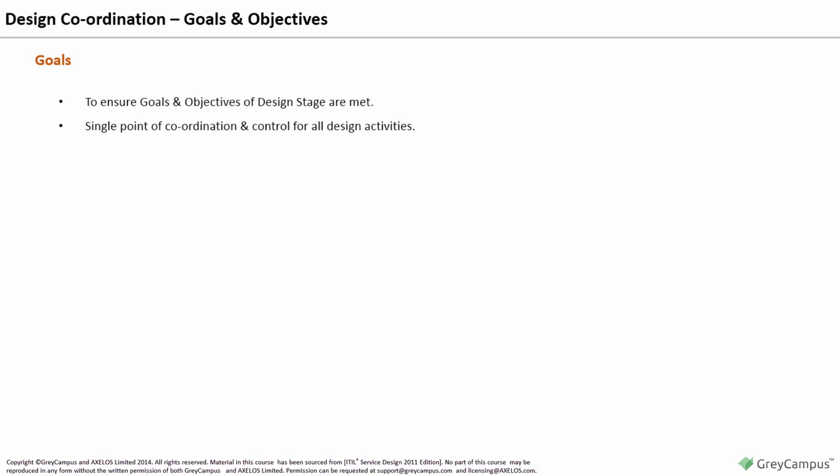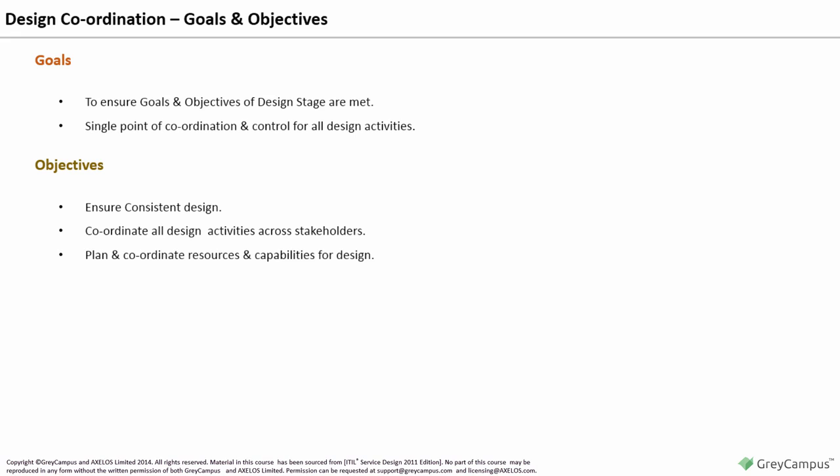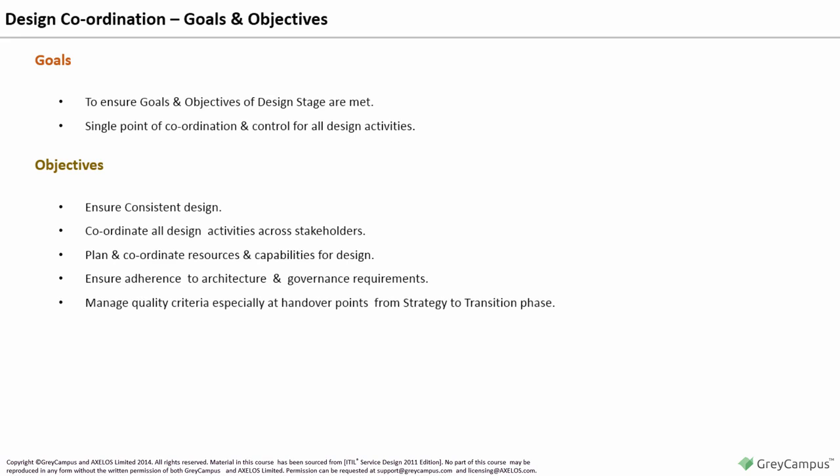Design coordination, goals and objectives. The goals of design coordination are to ensure goals and objectives of the design stage are met, and to provide a single point of coordination and control for all design activities. To achieve these goals, we have the objectives to ensure consistent design, coordinate all design activities across stakeholders, plan and coordinate resources and capabilities for design, ensure adherence to architecture and governance requirements, and manage quality criteria, especially at handover points from strategy to the transition phase.